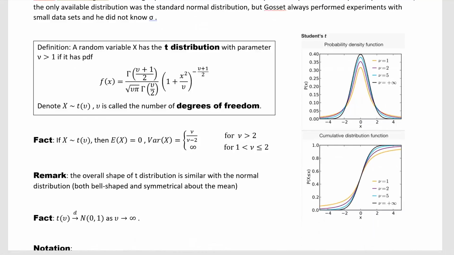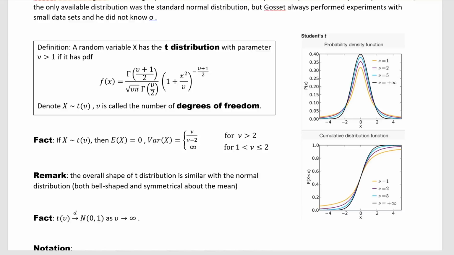Here you can see the picture of the t-distribution. And here we also have a fact. If x has the t-distribution, then the mean of the t-distribution is 0, and the variance equals nu over nu minus 2 for nu greater than 2. If nu is between 1 and 2, including 2, then the variance is actually infinity. We're not going to prove the mean and variance for the t-distribution. Here is the formula.